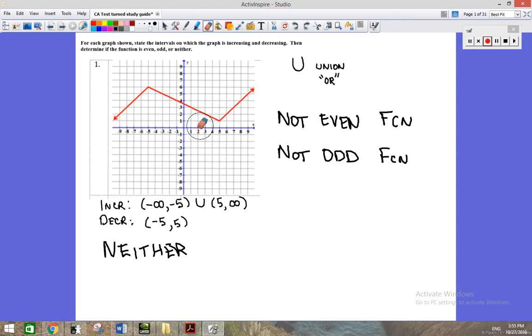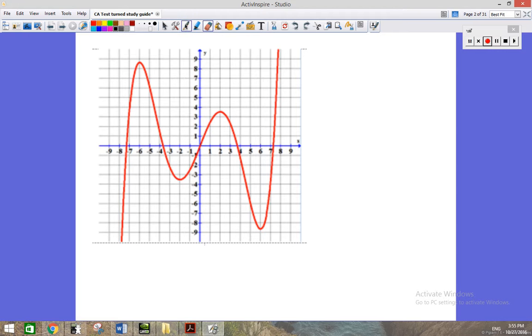I'm going to go ahead and do problems 1 through 4 on the same video because it's all the same idea. Alright, so here's problem 2. It's not numbered here as 2, but this was problem 2 on our test review study guide.